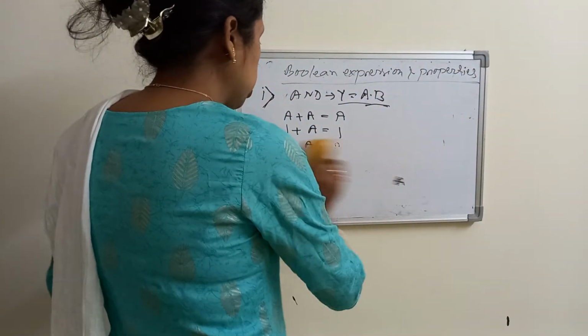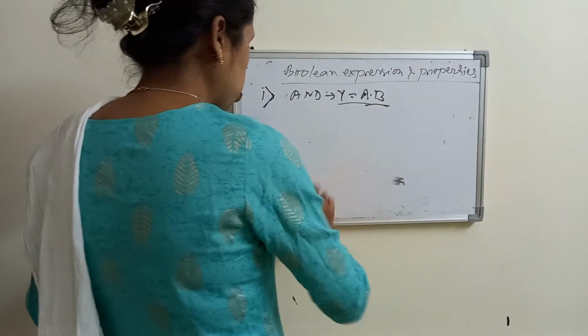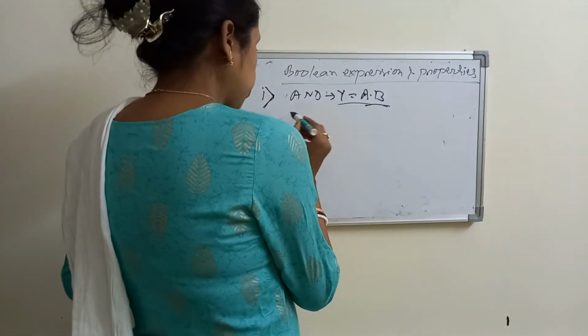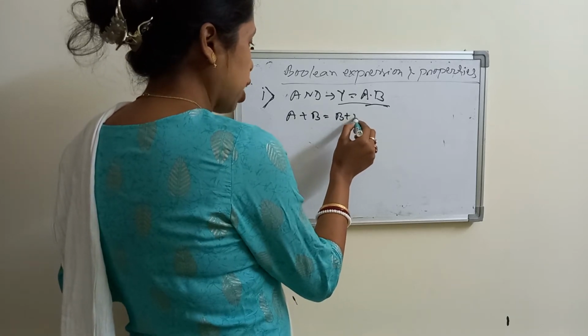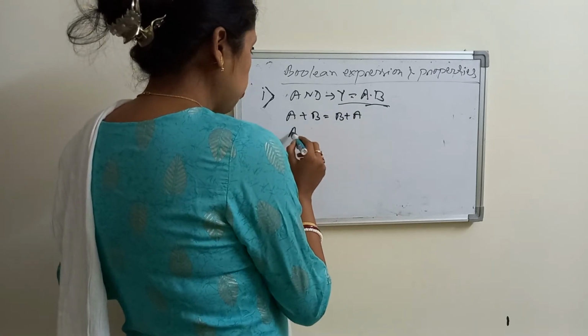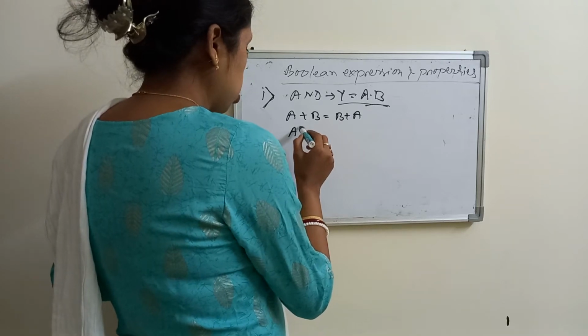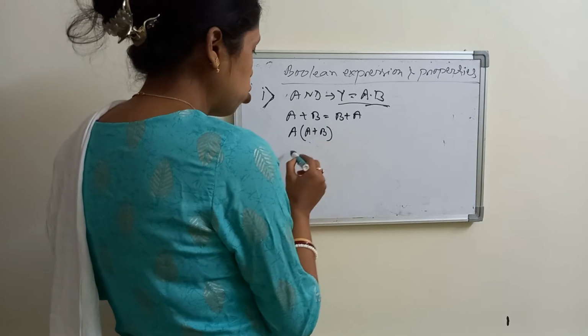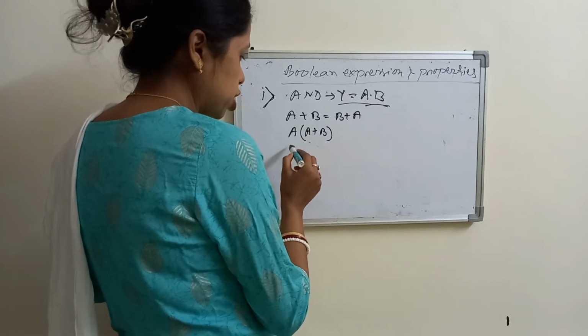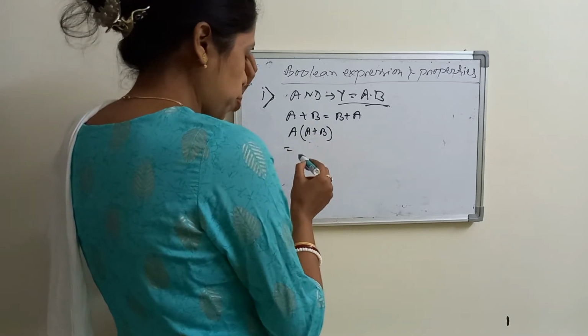So apart from this, now I am coming to the two inputs. Two different kinds of inputs. Suppose A plus B is equal to B plus A. So I am reducing this one. What will we get? So this is one kind of property.